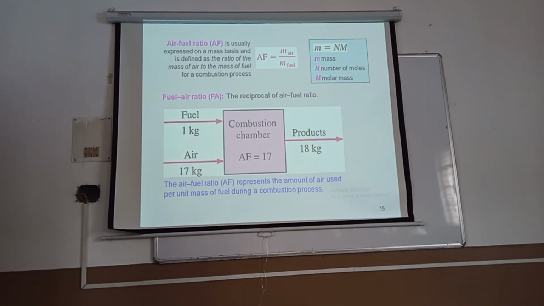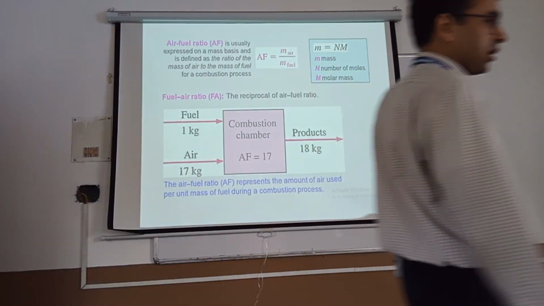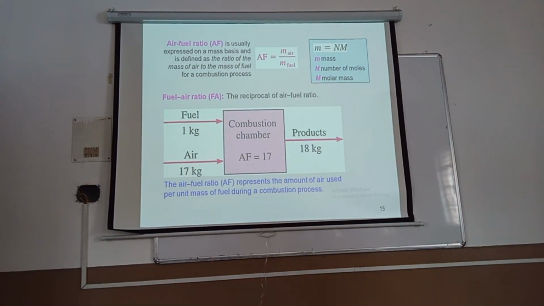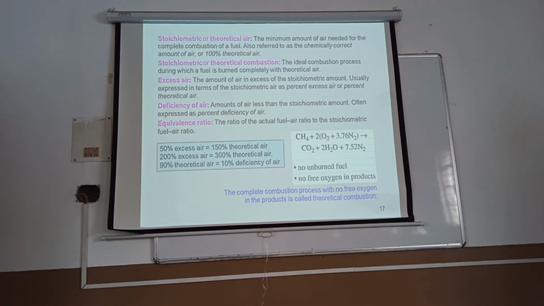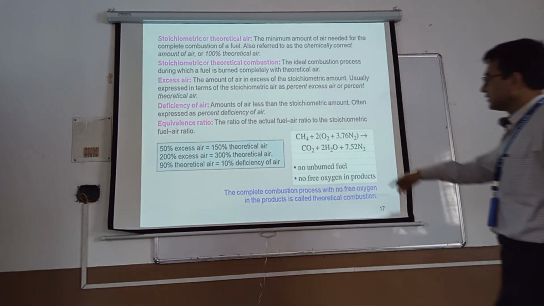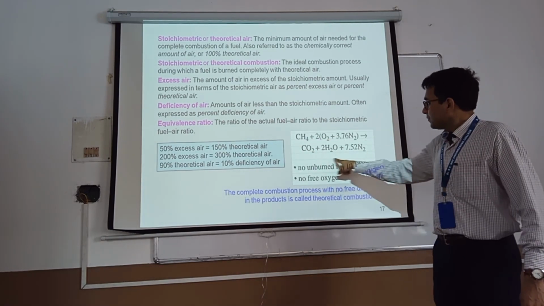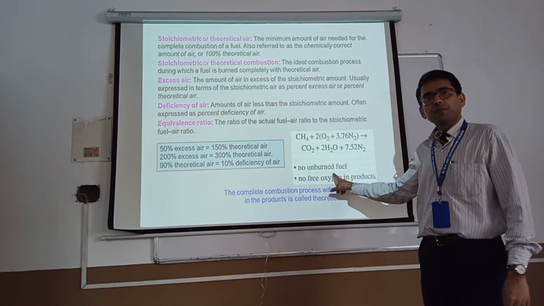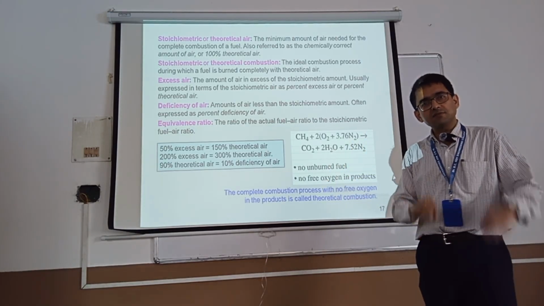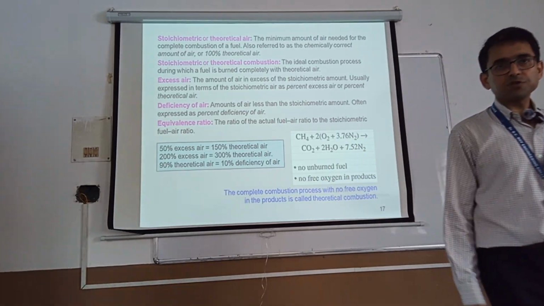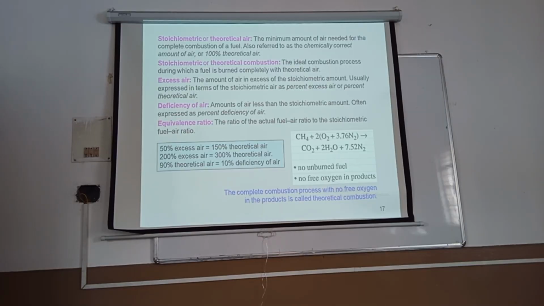So the question was this one. Try to understand. Say for example, this is a stoichiometric equation, a chemical reaction. Stoichiometric means minimum. Stoichiometric means theoretical, minimum.